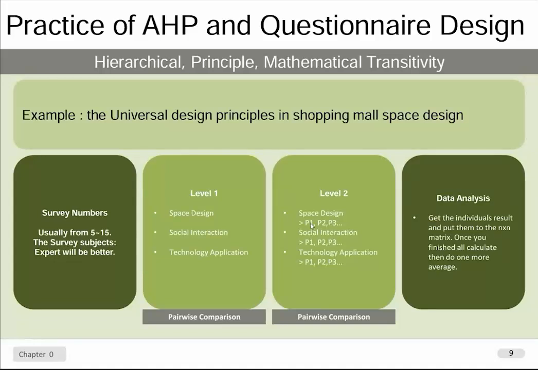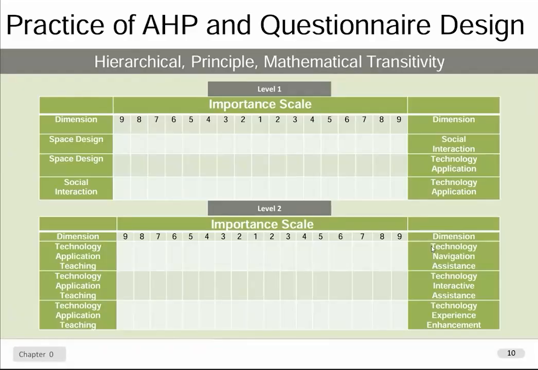That's the final one. Because sometimes you have to know, okay, probably element 1 inside space design is more important than element 2 in social interaction. How can we know that? You have to multiply them together. So that will be the final weight. Okay, let's keep moving forward.